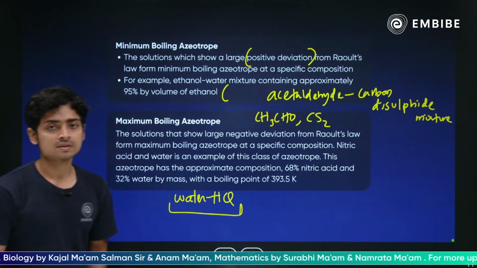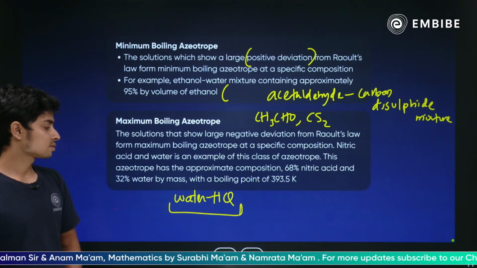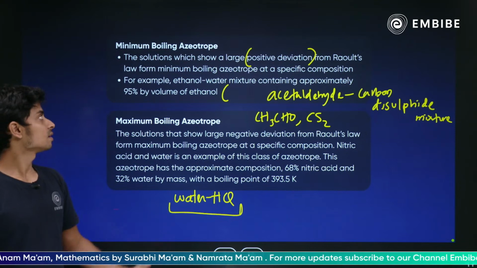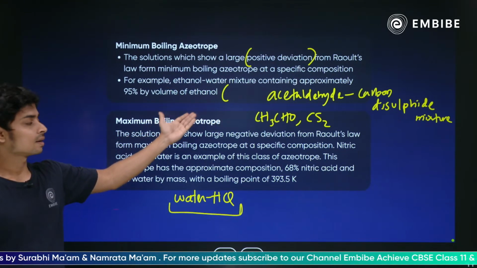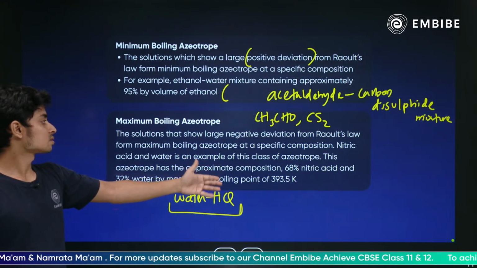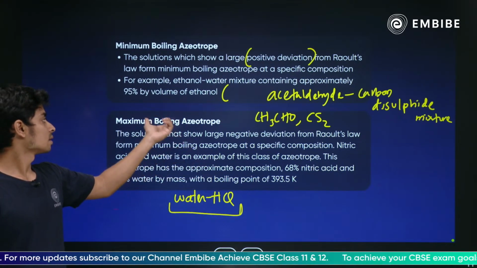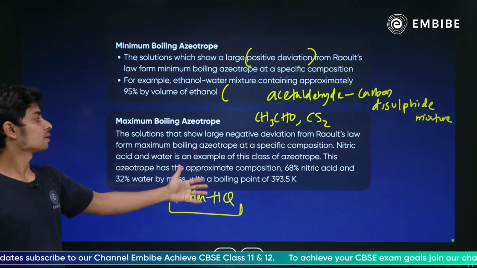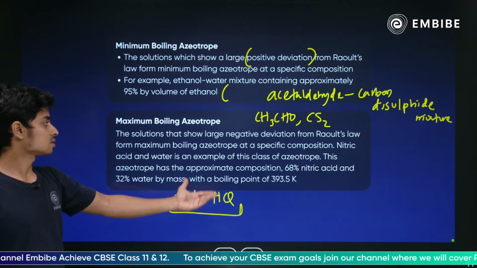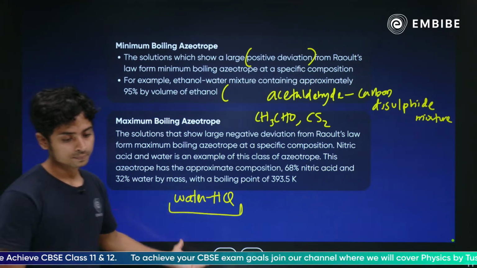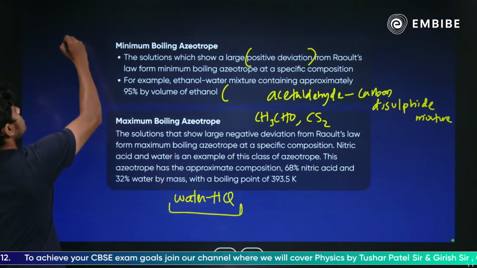So I hope Harshit it is clear now what is an azeotrope, types of azeotrope and their examples. Minimum boiling azeotropes are the solutions which show positive deviation. Maximum boiling azeotropes are the solutions which show negative deviation at a specific composition. They will form this azeotrope, and examples are CH3CHO, CS2, and water, HCl. Then you can also know about zeotropes.